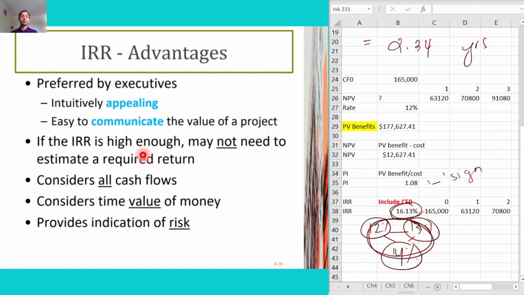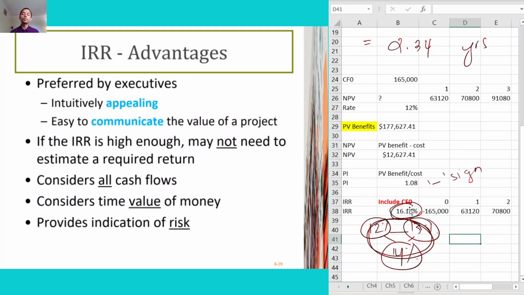And that's a good thing, right? It considers all cash flows. We did not ignore any of the cash flows. When you compute IRR, you include all of your cash flows, starting from year 0 all the way through. It considers the time value of money. It does discount the cash flows at the rate of IRR, the internal rate of return. It also provides an indication of risk.